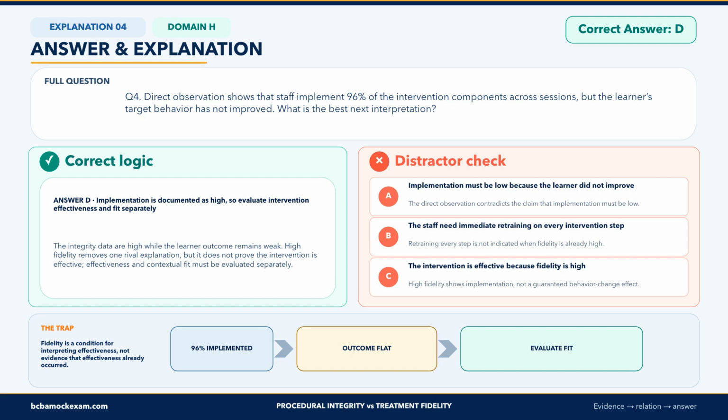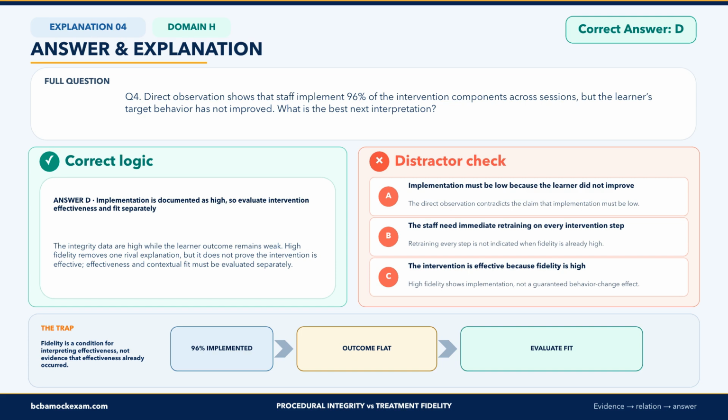The evidence supports D. Implementation is documented as high, so evaluate intervention effectiveness and fit separately. The integrity data are high while the learner outcome remains weak. High fidelity removes one rival explanation, but does not prove the intervention is effective. Effectiveness and contextual fit must be evaluated separately. The trap is that fidelity is a condition for interpreting effectiveness, not evidence that effectiveness already occurred.